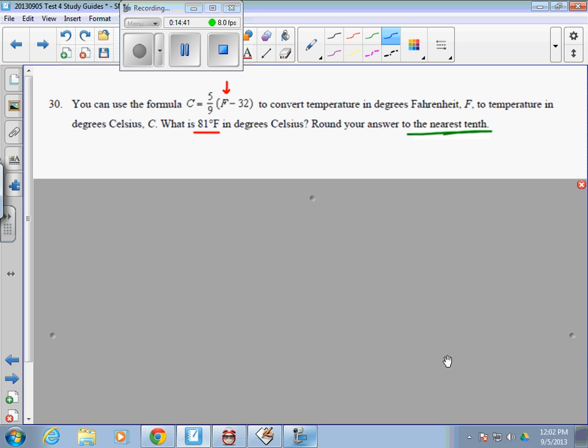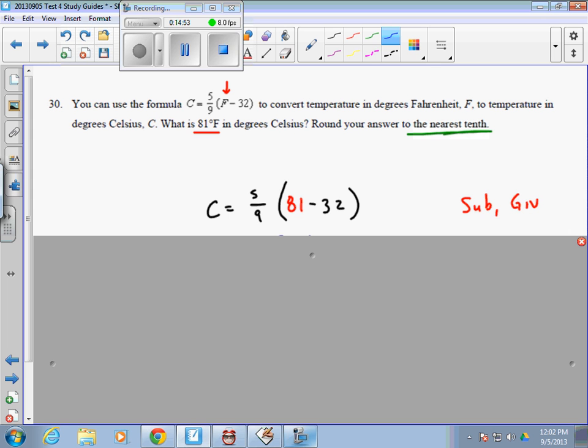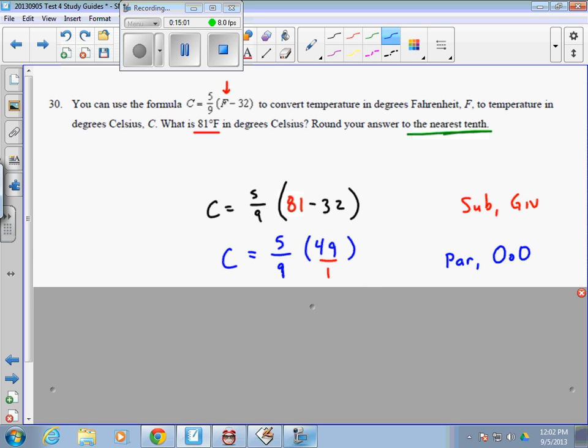30 says you can use the formula C equals 5 over 9 times (F minus 32) to convert Fahrenheit to Celsius degrees. What is 81 degrees Fahrenheit in Celsius? Round your answer to the nearest tenth. So C equals 5 over 9 times, instead of F, we're substituting in 81 degrees. So 81 minus 32. Do what's in parentheses first. 81 minus 32 is 49. So now you have 5 over 9 times 49.